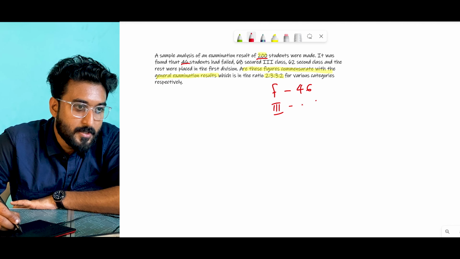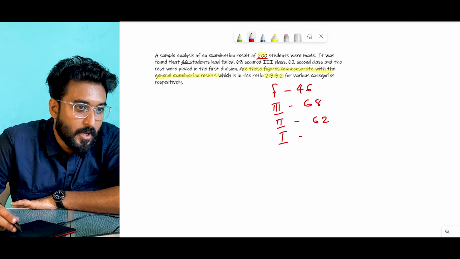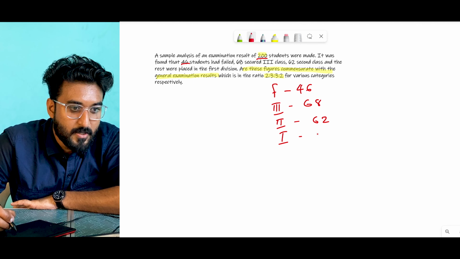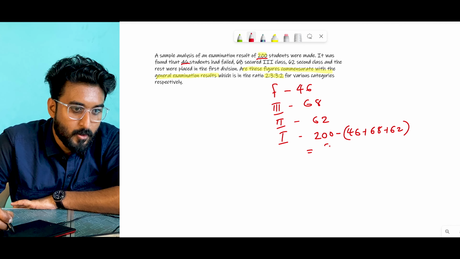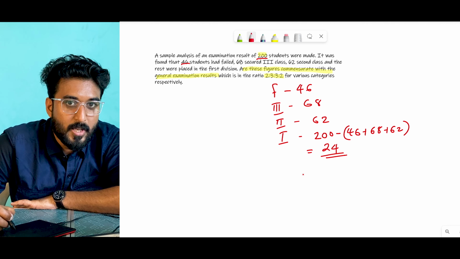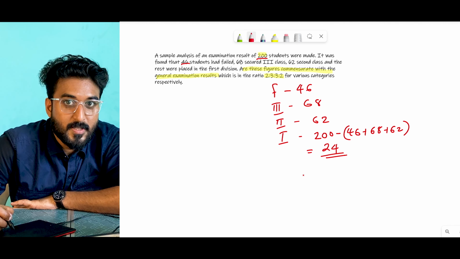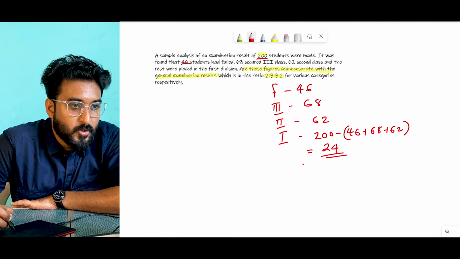For third class there are 68 students. For second class there are 62 students, and for first class we need to find, as the rest were placed in first class. There are 200 students in total. We subtract 46 plus 68 plus 62, and we get 24. So 24 is the number of first class students. So these are the observed frequencies.